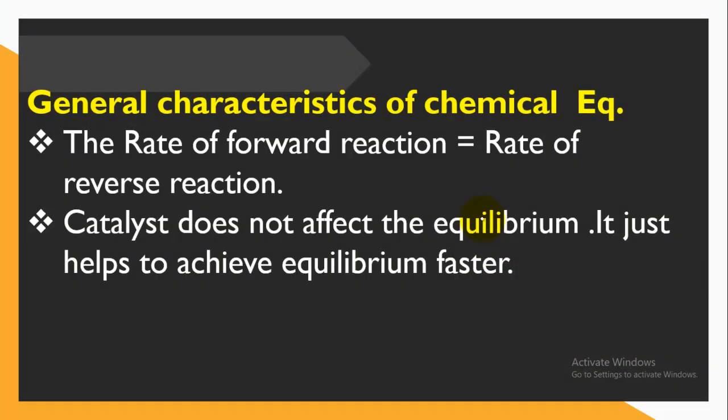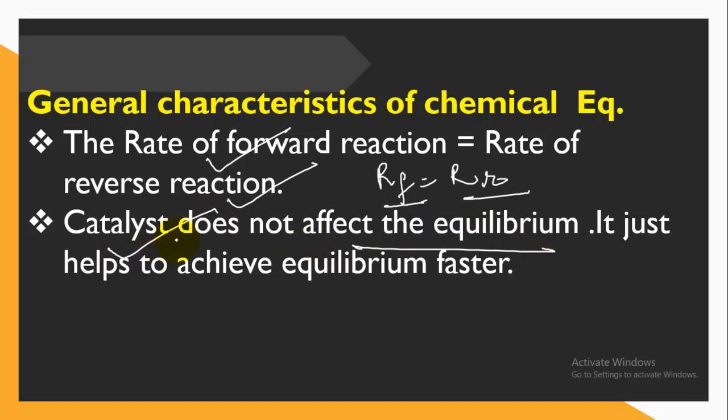So let's do the characteristics of chemical equilibrium now. So we have seen that the rate of forward reaction becomes equal to rate of reverse reaction. In case of chemical equilibrium, the rate of forward and reverse becomes equal. Catalyst doesn't affect the equilibrium. That is, the catalyst has nil effect on the equilibrium.